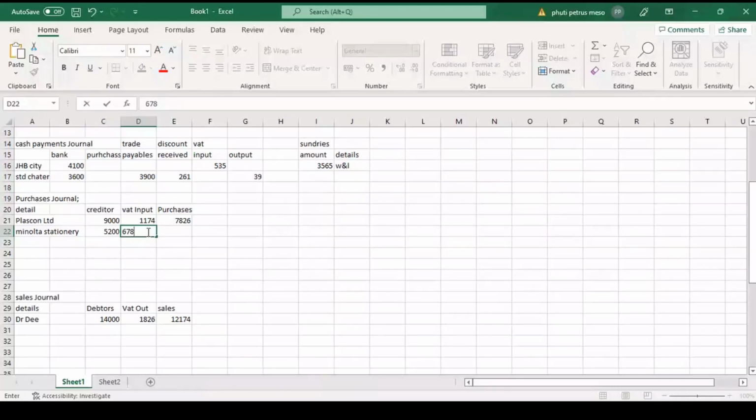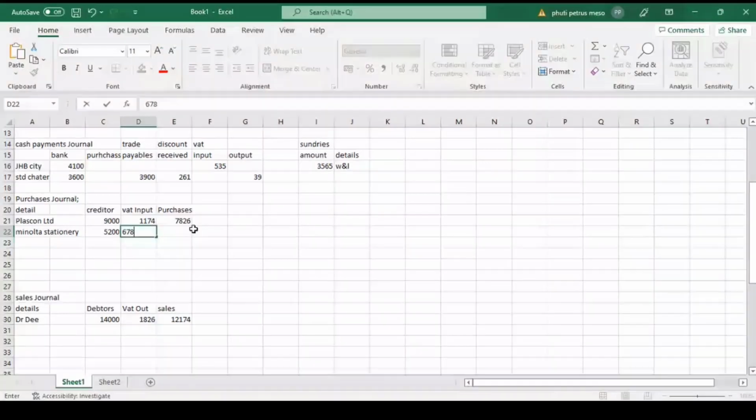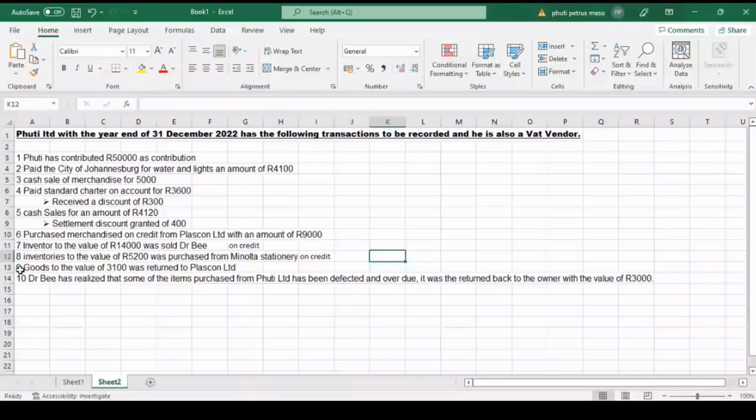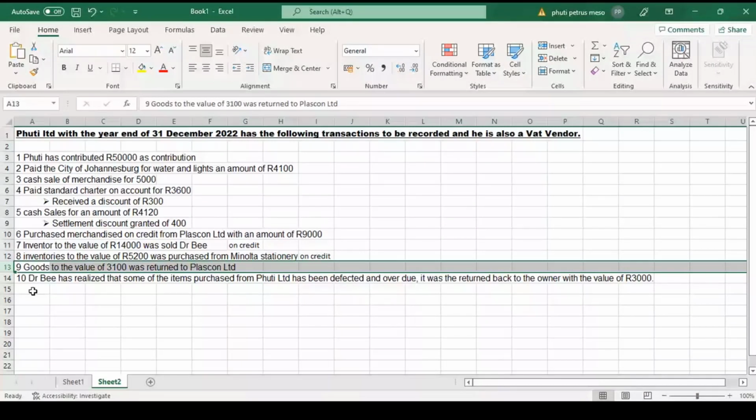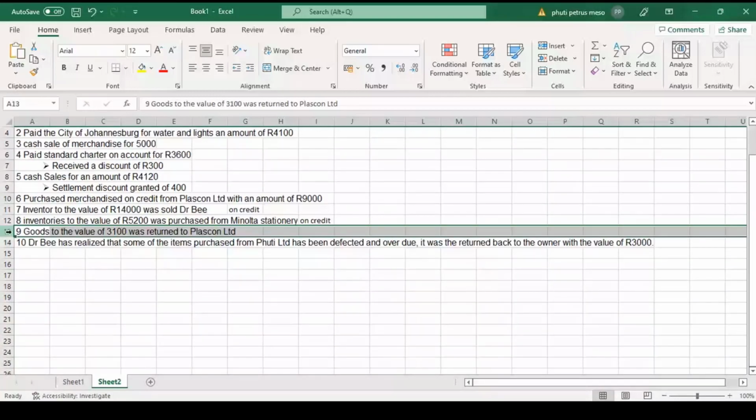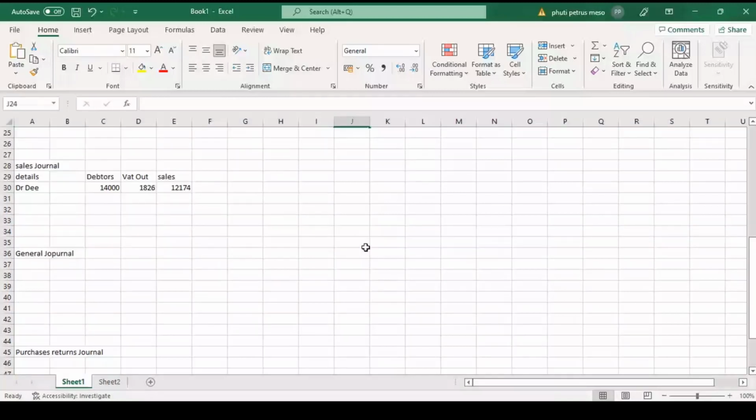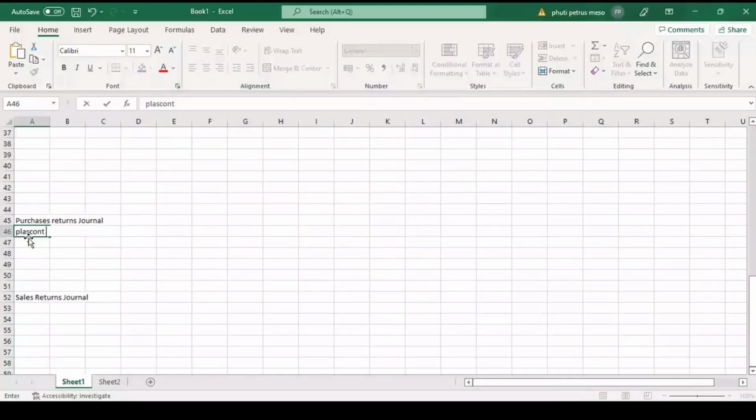It's also easy. You just say 5,200 multiplied by 15, you divide this by 115, and then my VAT here is 678. So you're going to say 5,200 minus 678. So it's 4,522. Everybody happy? You can stop me if you're actually not happy.